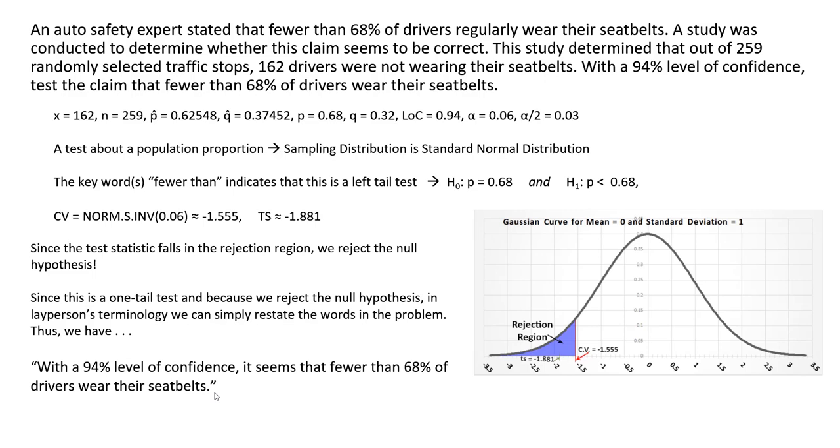So let me backtrack a second there. If I look at the last sentence of the actual problem, it says, with a 94% level of confidence, test the claim that fewer than 68% of drivers wear their seatbelts. So in this case, down here, because we rejected the null hypothesis, we say, yeah, with a 94% level of confidence, it seems that fewer than 68% of drivers wear their seatbelts. And this is what the diagram looks like.